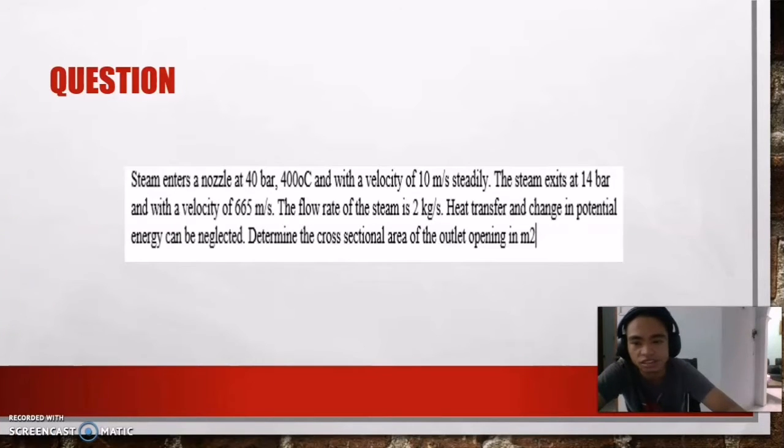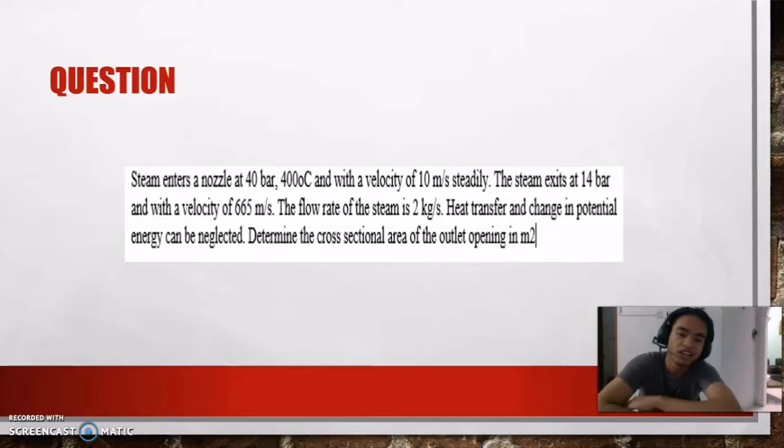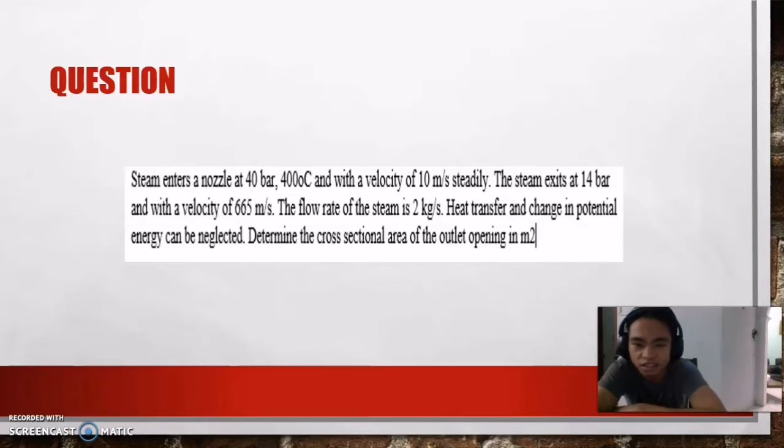The question is: steam enters a nozzle at 40 bar, 400 degrees Celsius, and with a velocity of 10 meters per second steadily. The steam exits at 14 bar and with a velocity of 665 meters per second. The flow rate of the steam is 2 kg per second. Heat transfer and change in potential energy can be neglected. Determine the cross-sectional area of the outlet opening in meter square.